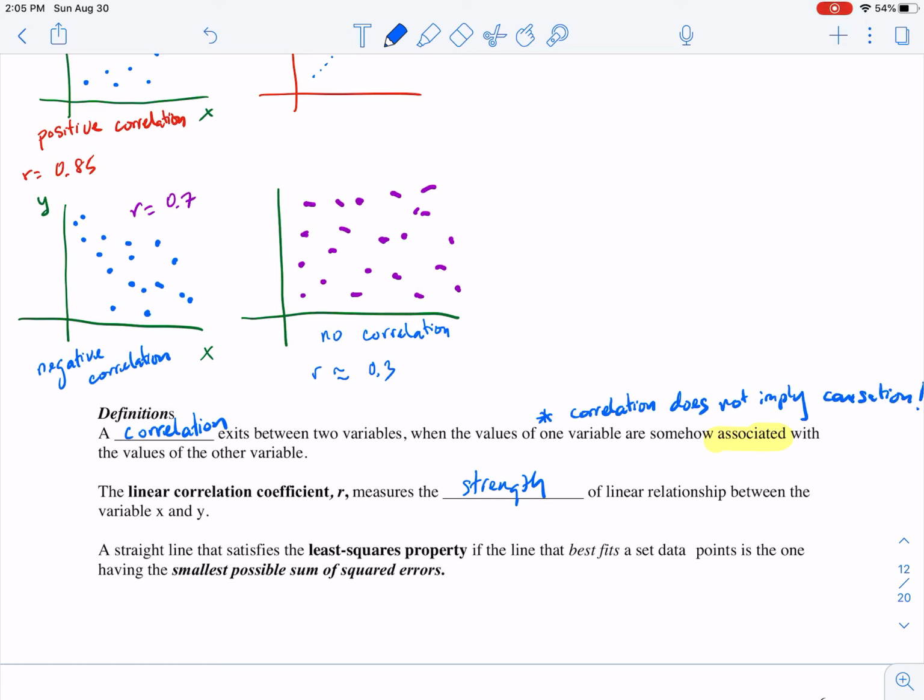So that's one thing that we want to make a note of, okay? Just because two things are positively correlated or negatively correlated, that doesn't mean one thing caused the other one to behave in a certain way.